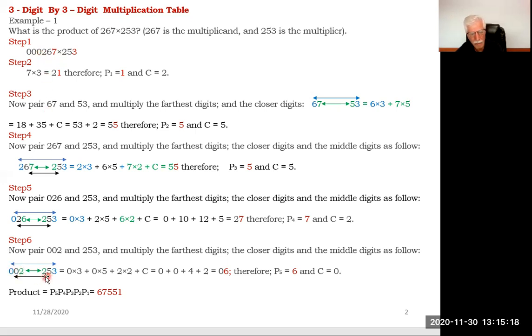And as I said, we don't change the multiplier, it remains the same. But we again do the same thing that we did in previous step. So we multiply the closer digits. 2 into 2 is 4, 0 into 5 is 0, 0 into 3 is 0. So we have 4 and 2 is the carryover we put here. So 4 plus 2 is 6.